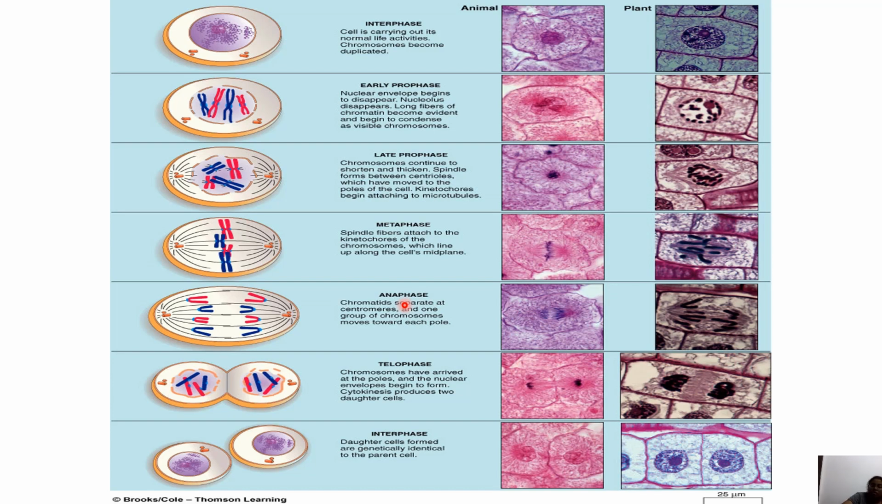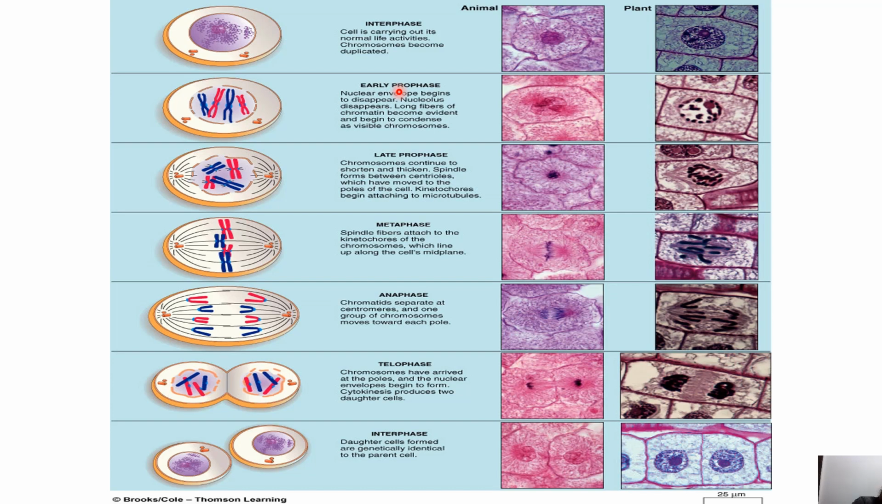Okay. So as you can see over here, in interphase, the cell is carrying out the normal life activities. Chromosomes become duplicated in the S phase. In early prophase, the nuclear envelope begins to disappear. Long fibers of chromatin become evident and begin to condense into visible chromosomes. In the late prophase, chromosomes may continue to shorten and thicken. Spindle forms between centrioles which have moved to the poles of the cell. Kinetochores begin attaching to microtubules.